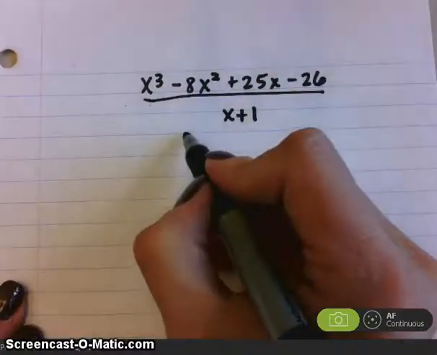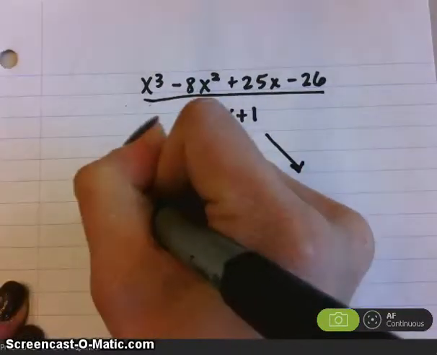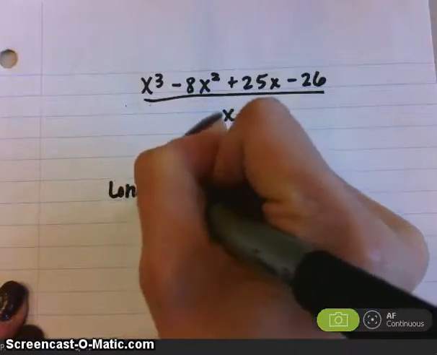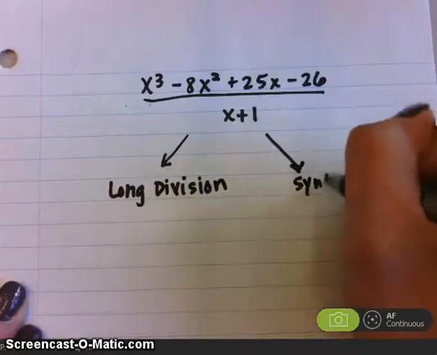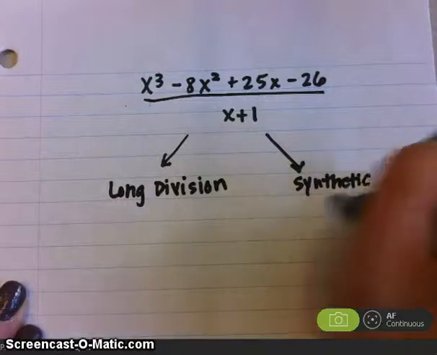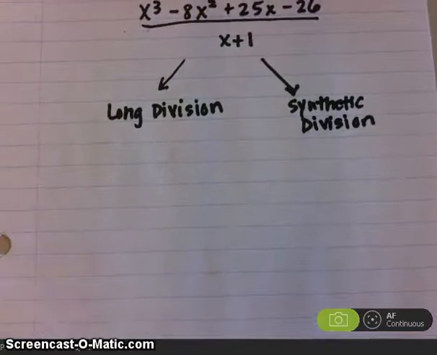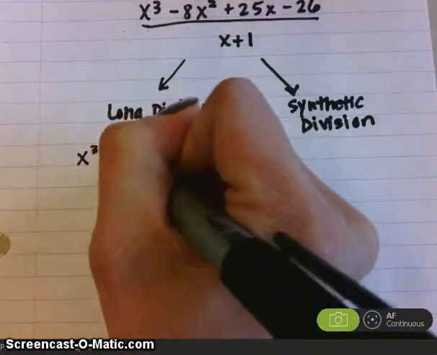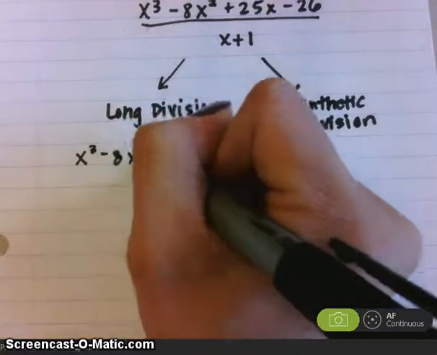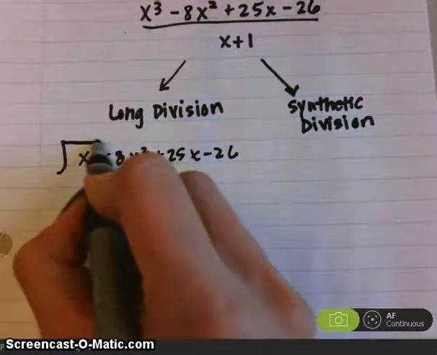So there are two ways that you can do this division. We can use the long division method, or we can use the synthetic division method. They both work equally well. It's just a matter of how you're more comfortable dividing. So if I'm doing long division, I'm going to keep all of my variables, not just the coefficients with the variables, and I'm going to divide that way.